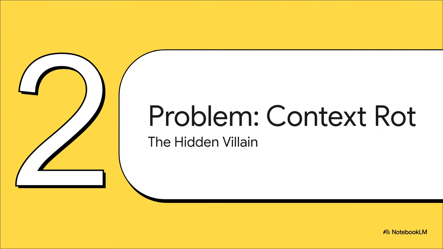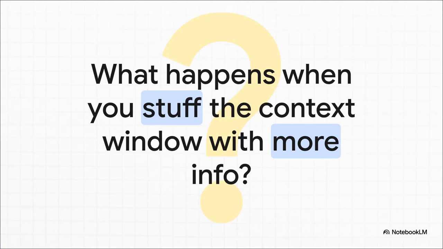And this simplistic, kind of messy approach, well, it has a name. It's basically the villain of our story today: context rot. I mean, you'd think more data is always better, right? Just give the model every piece of information it could possibly need. But here's where it gets really interesting. Research from Chroma shows that the exact opposite is often true.